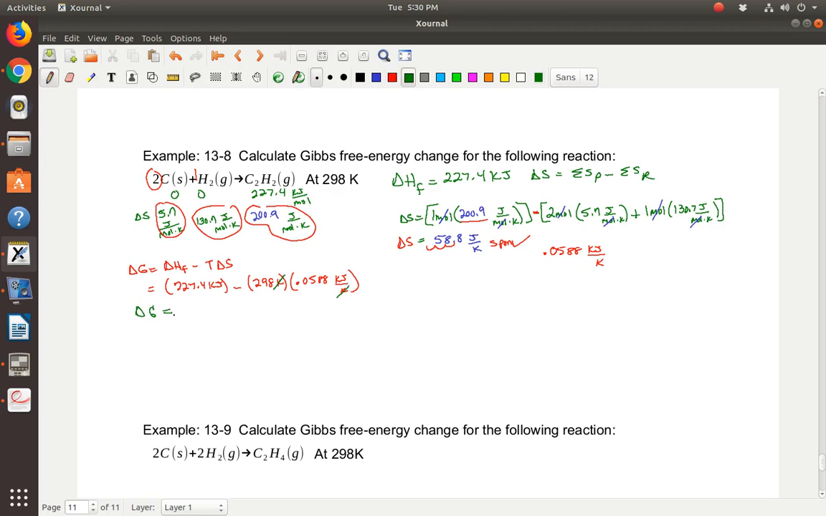And now we can cancel out the kelvins, so that our delta G value is 209.9 kilojoules. So delta G now is positive. This is not spontaneous. We had a good entropy, but not a good enthalpy, because enthalpy should be negative and entropy should be positive.